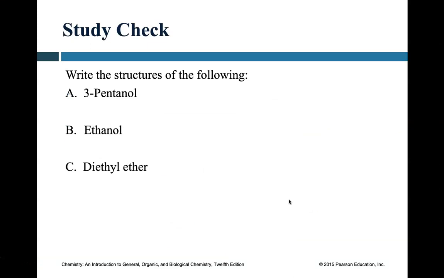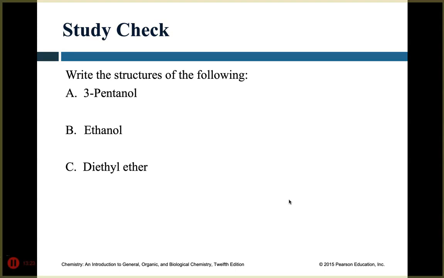So, study check. Write the structures of the following. You can pause if you'd like to do this on your own, but I'm going to show you how I'd go through these 3. The first thing I notice right off the bat is I'm dealing with an alcohol with 5 carbons. So 1, 2, 3, 4, 5, and it's at the 3 position. 1, 2, 3. That is 3-pentanol.